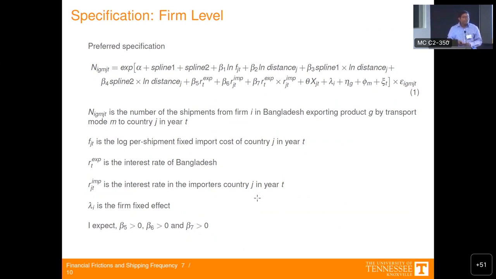And then I have some control variables, gravity variables. I have other fixed effects, because I used high dimensional fixed effects. So I have the product, the transport mode, firm, and time fixed effects.